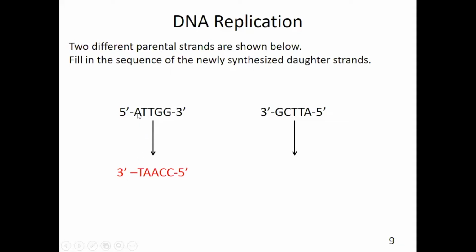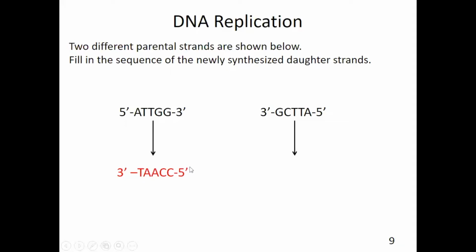Then the bases should follow those base pairing rules. A pairs with T, T is pairing with A, good, and then G and C pair together, and then on this end I have the 3' up top and the 5' end at the bottom.